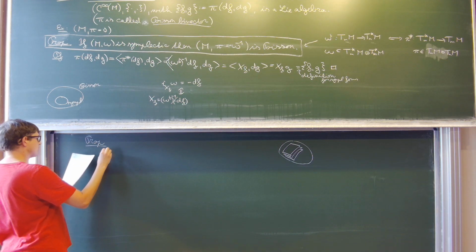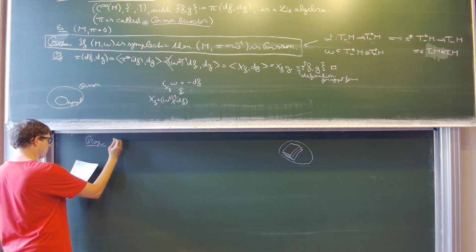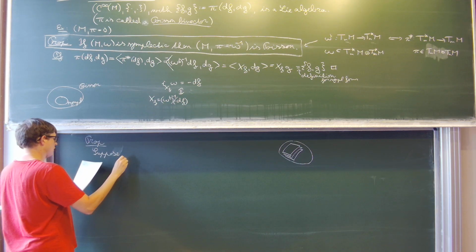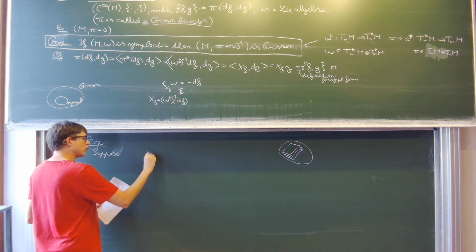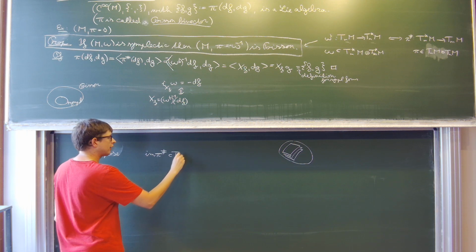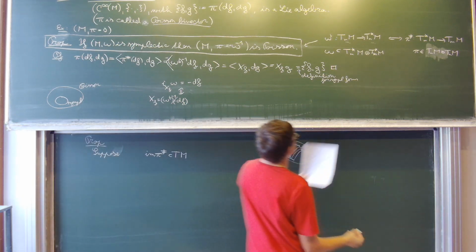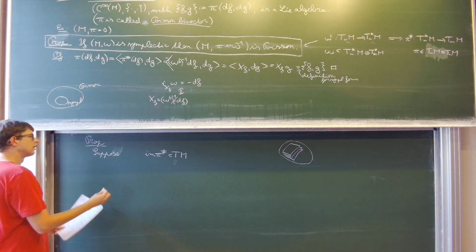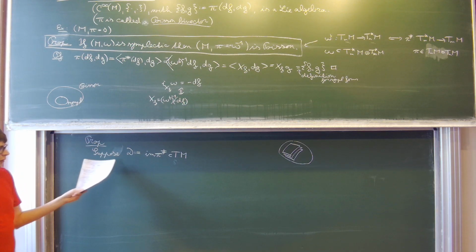So what does this say? Suppose we take the image of pi sharp. At every point it lives in the tangent bundle, so together it's a subbundle of the tangent bundle. The image of this map is somewhere here at every point, so if I collect it over the whole manifold, I get a subbundle. I call it D, D for distribution.